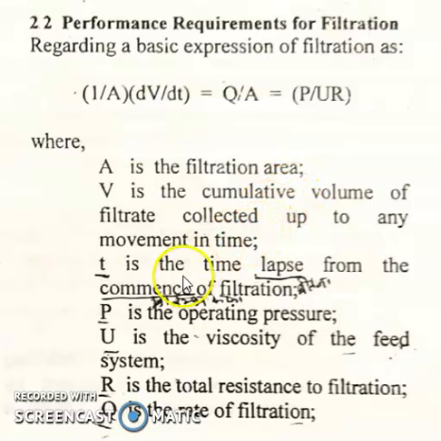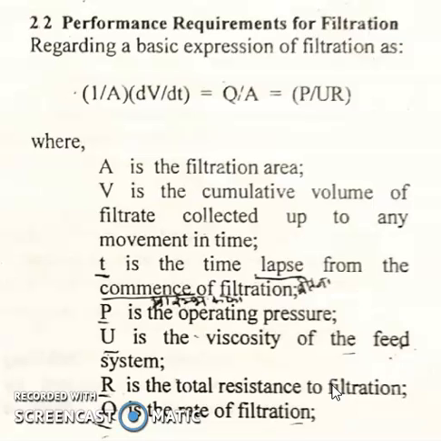Now the factor U, which is the viscosity of the feed system, is determined by the properties of the feed material, or we can say it is an experimental variable which cannot be changed. So now we are left with the resistance factor R.